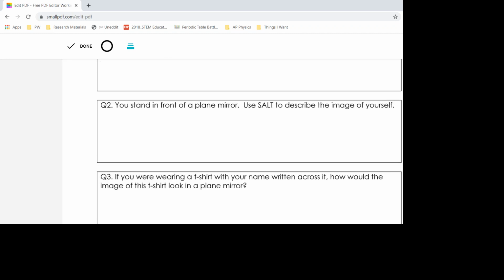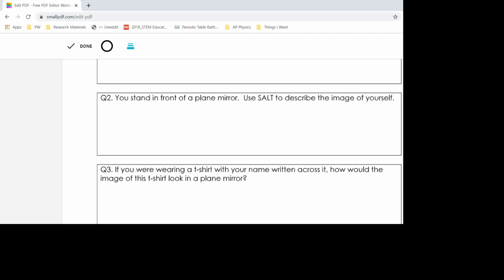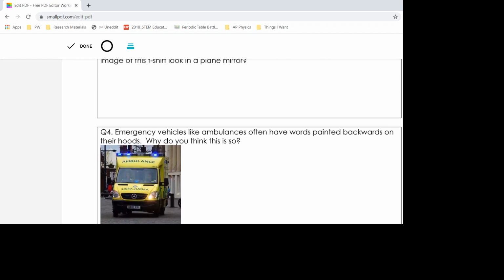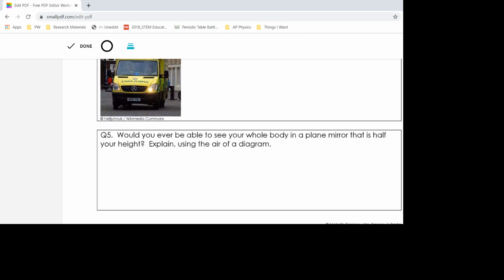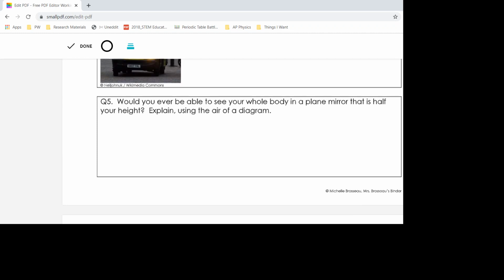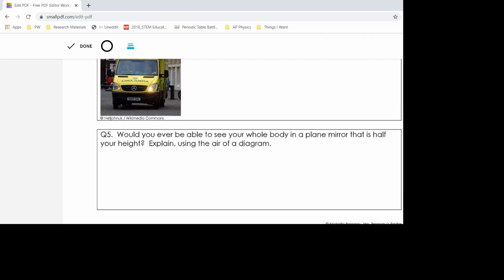What would happen if you were wearing a t-shirt with your name written across it? What would it look like in the plane mirror? Why do emergency vehicles like ambulances often have words painted backwards on their hoods, and why do you think that is? And would you ever be able to see your whole body in a plane mirror that is half your height? Explain using your diagram. Okay, so take some moments, pause the video here, answer those questions, and reflect on what we've just done before you move on to the second part here.